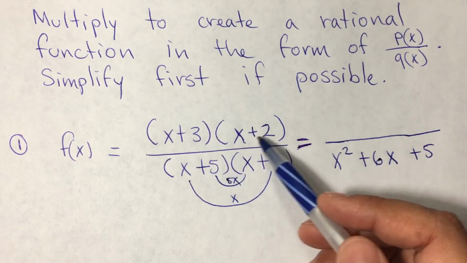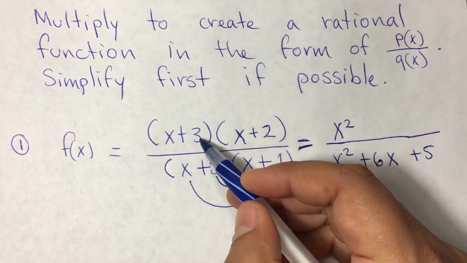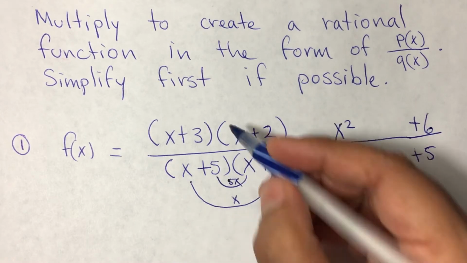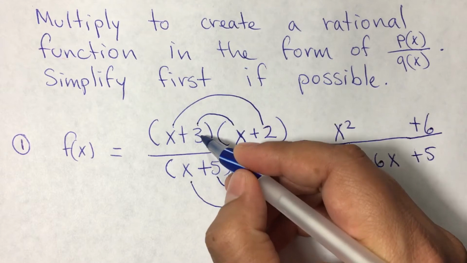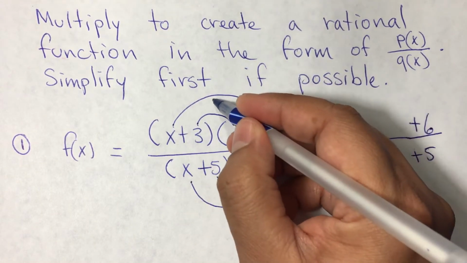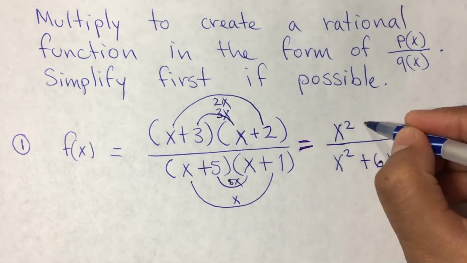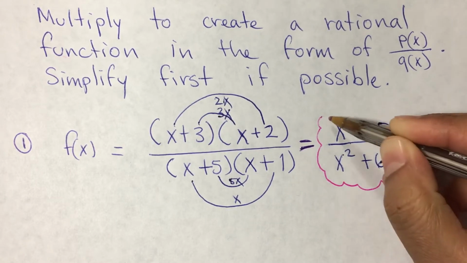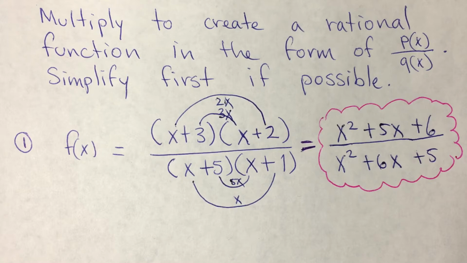Now, because we have these ones up there, what I do is x times x is x squared. 3 times 2 is 6. And it's positive because both are positive. But then I just do the inside and the outside together. So x times 2 is 2x, and 3 times x is 3x. And so that's 5x. That's all you have to do for this lesson. Just rewrite it in p of x over q of x.